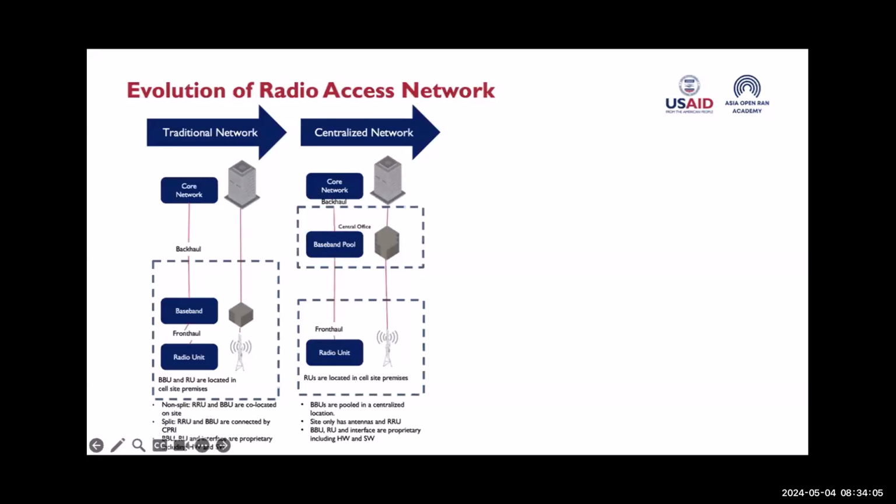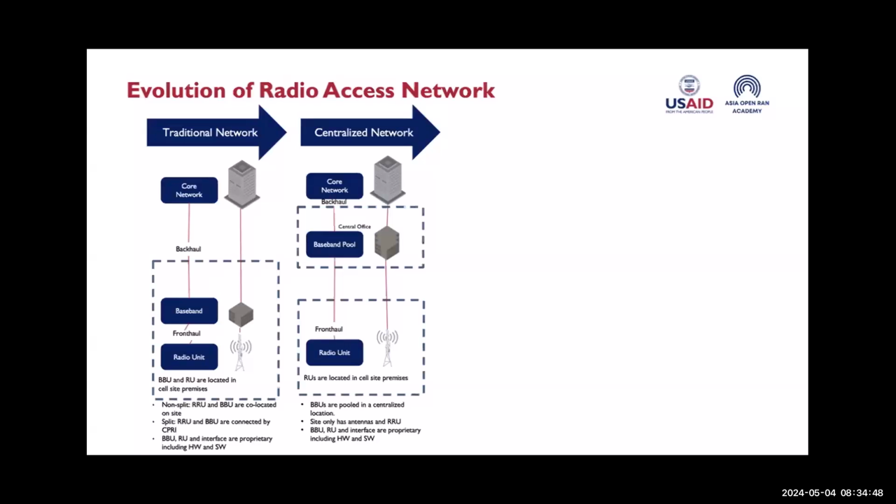But the challenge here is the connectivity. So you need to have a fiber optic running from the baseband pool going to your remote radio unit. So in other countries, they use what they call dark fiber. When we say dark fiber, these are the fibers that the operators have laid but currently not being used. Maybe they laid it down for future use or for capacity enhancement. That's why it's called dark fiber. There's no light traveling inside those fiber optic cables.